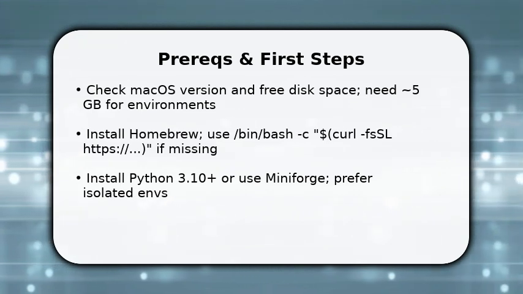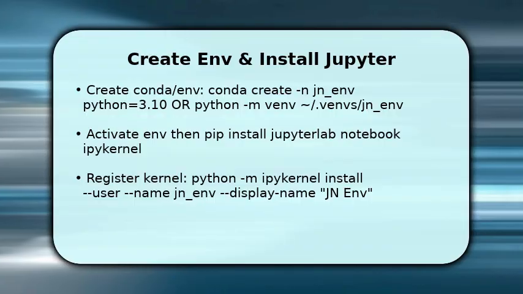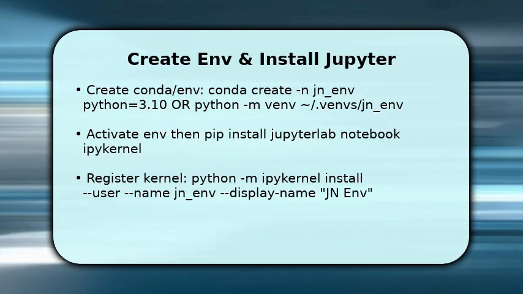Now you create an isolated environment so your libraries won't conflict. Activate the env and install Jupyter Lab, Notebook, and ipykernel. These provide both classic and modern interfaces. Once installed, register the kernel so Jupyter sees your environment. This step links your Python interpreter to notebooks.